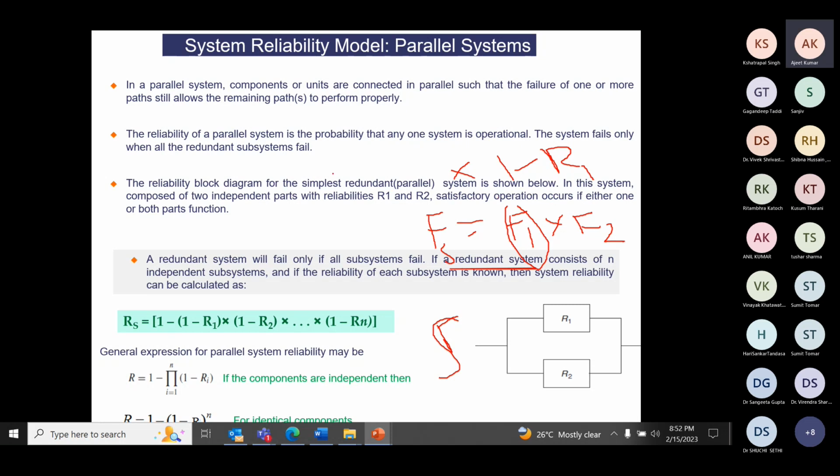And failure means 1 minus the whole thing. That's why it is 1 minus, this is F1, this is F2, and 1 minus F1 F2 is the R. This is the formula. Got it? So only when all of them fail will the system fail. That's why the formula is RS equals 1 minus (1 minus R1) into (1 minus R2). This is the simple formula.